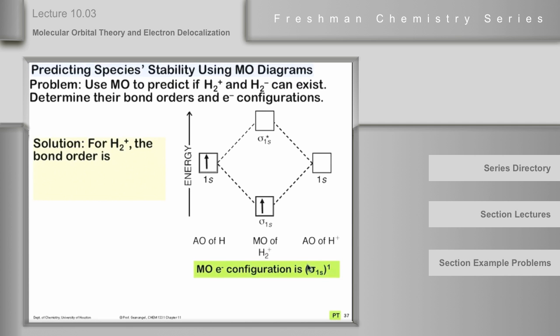The molecular orbital electron configuration is sigma 1s with 1. And with 1 electron, the bond order is a half. And like He2 plus, H2 plus should be stable. Questions on that? It's really very simple. The diagram's simple and the counting is simple. That predicts that H2 plus ought to exist, and in fact it does.